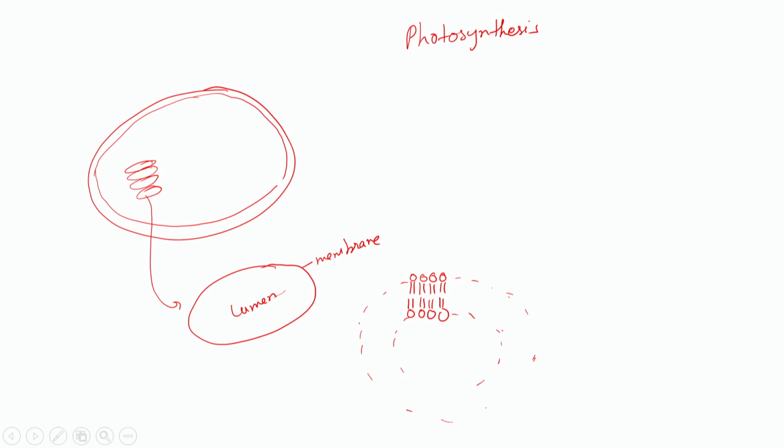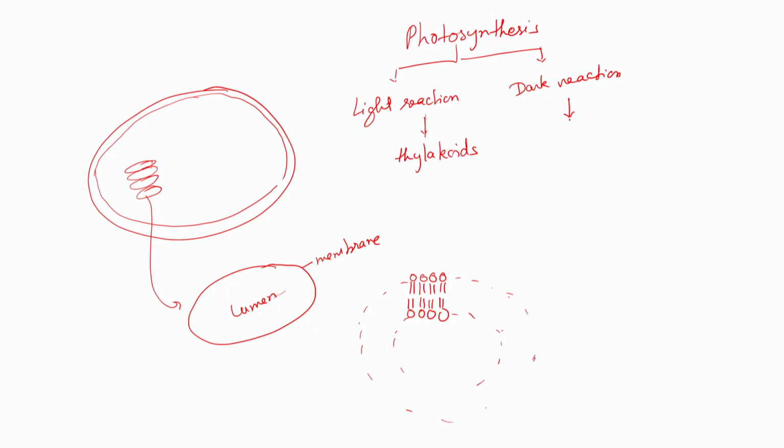And we all know that photosynthesis can be divided into two processes. One is the light reaction and the other is the dark reaction. Light reaction means that it requires the presence of light, whereas dark reaction means that it doesn't require the presence of light, that is, it is a light independent reaction. Now, the light reaction takes place in thylakoids, whereas the dark reaction takes place in the stroma.